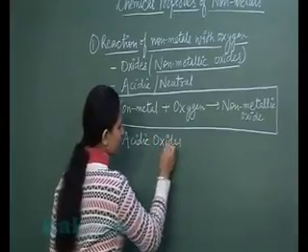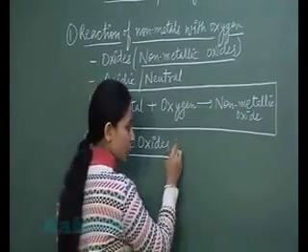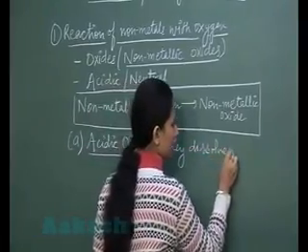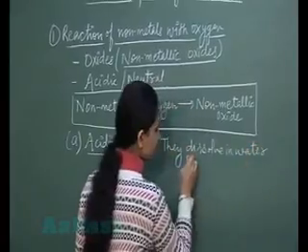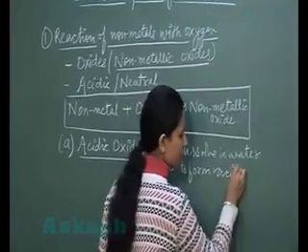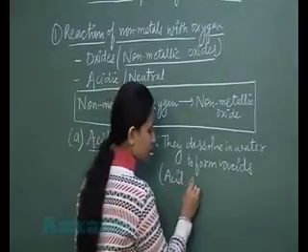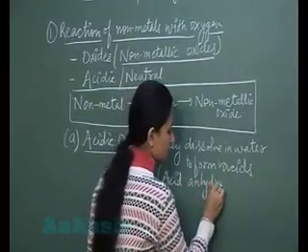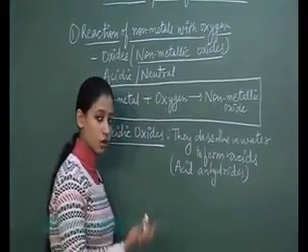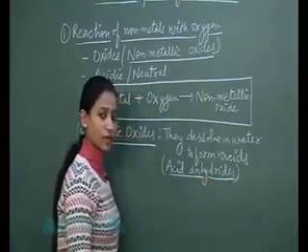When I write acidic oxides, I mean the nonmetallic oxides which dissolve in water to form acids, and such acidic oxides are also known as acid anhydrides, because these are required in the formation of acids. They react with water, they dissolve in water to give you acids. Therefore such oxides are also known as acid anhydrides.